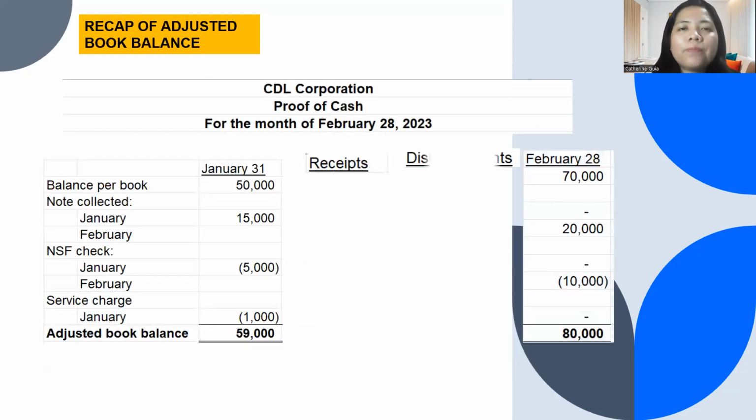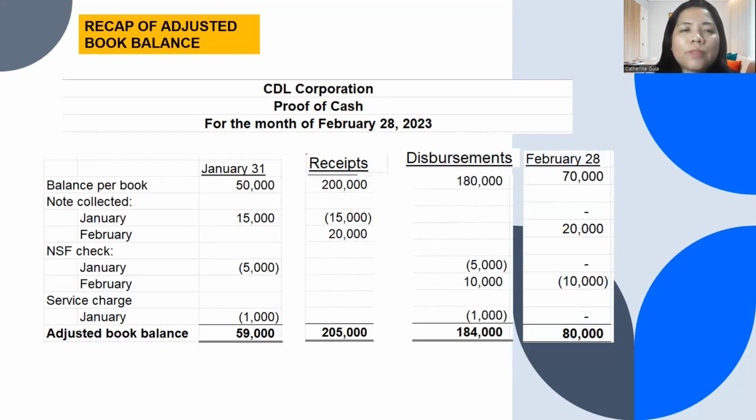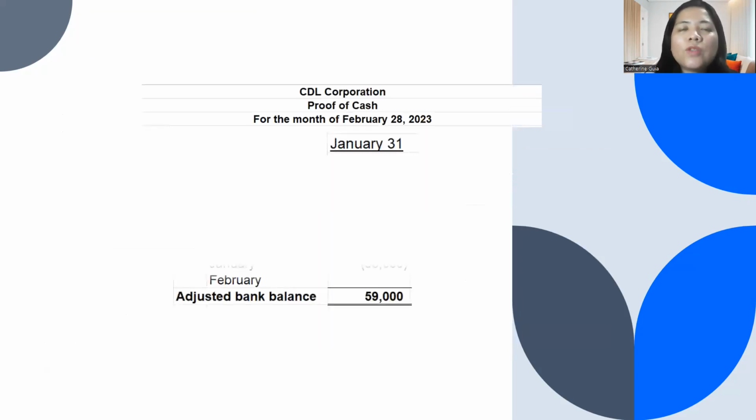So let us recap. For our receipts and our disbursements, the previous months are deducted from the current month receipts and the current month disbursements, and the current month reconciling items, the credit memo and debit memo, are added.